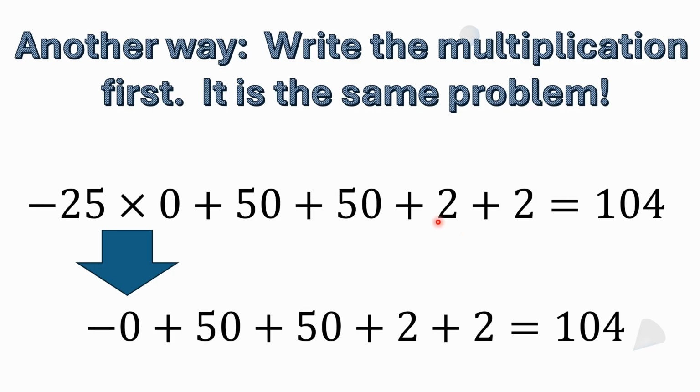And I did that here. I wrote it minus 25 times 0 plus 50 plus 50 plus 2. That still equals 104. So what you're going to find out, it doesn't matter what order you arrange these in, you're going to get the same answer. Because minus 25 times 0 is minus 0. Well, minus 0 plus 50 plus 50 plus 2 is still 104.